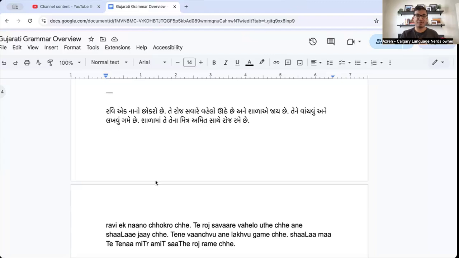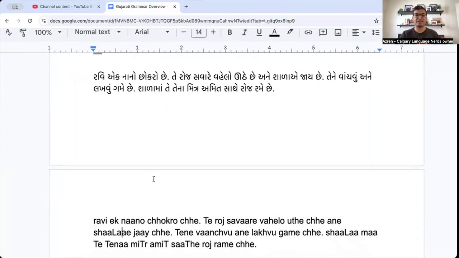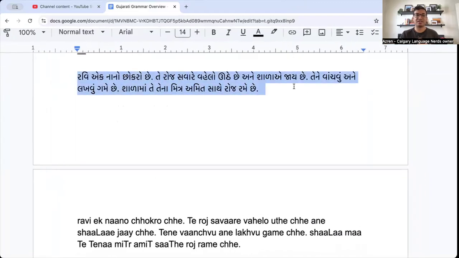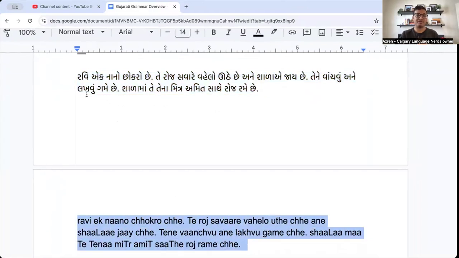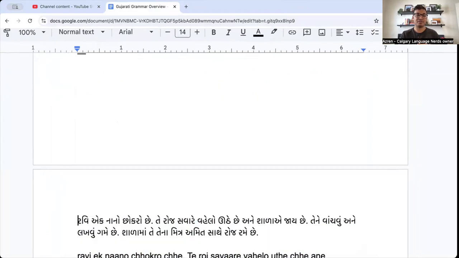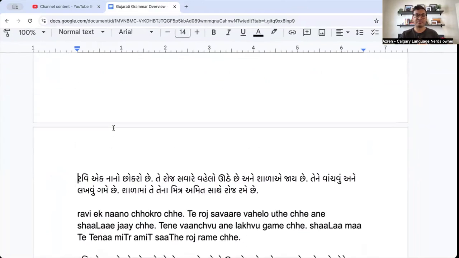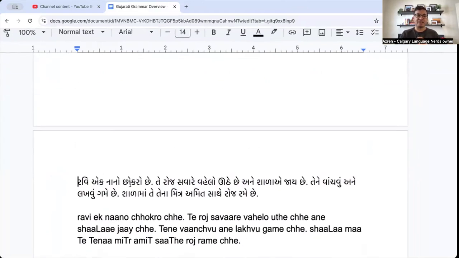So here's the text. Pretty straightforward stuff here. We have the Gujarati text at the top in case you want to read that. We have the English transliteration underneath. In fact, let's simplify this. Boom, even better. Okay. Ravi ek nano chokro che. Ravi is a small child. Te roj savare velo uthe che. So he wakes up early in the morning every day.